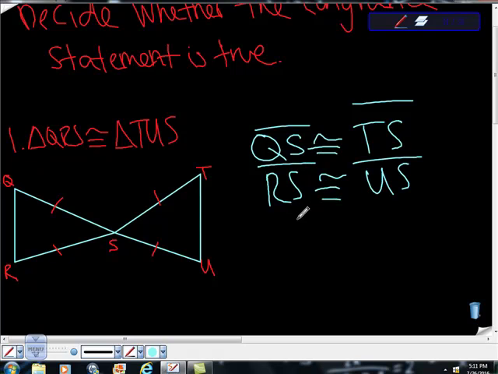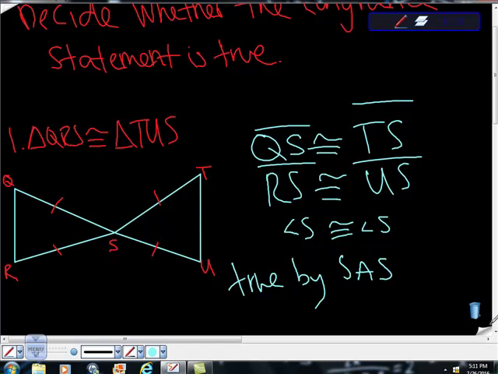And angle S is congruent to angle S because they share point S. So of course that angle is going to be congruent. And you can also look at it and see that all of the sides are congruent to each other. So we know that if the sides are congruent and the angle is congruent, this is true by the side angle side theorem.